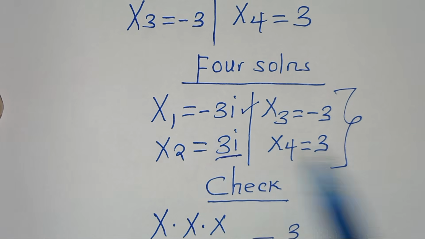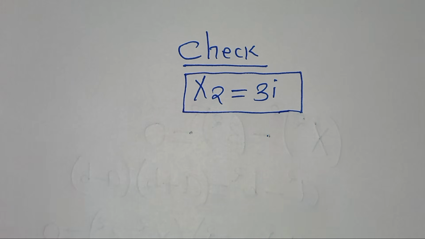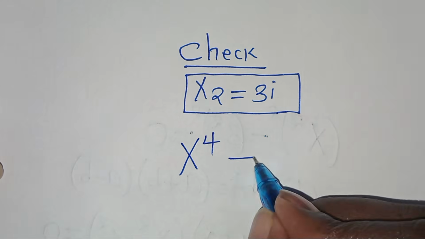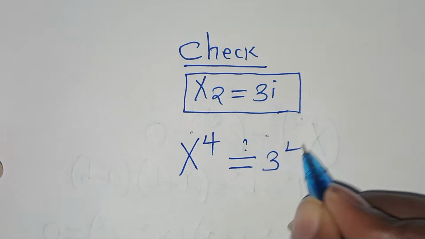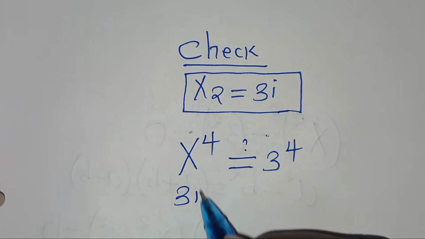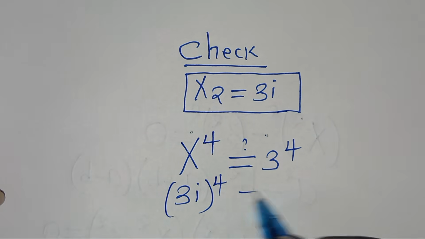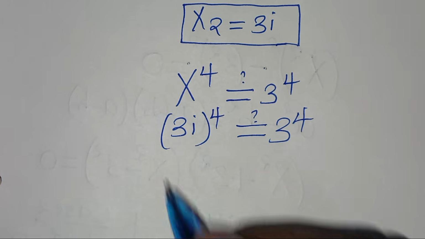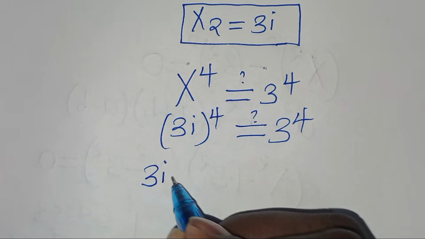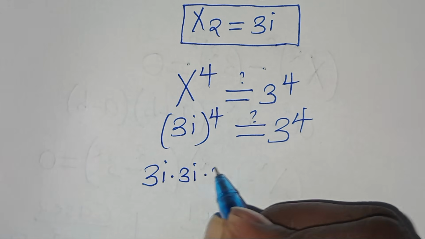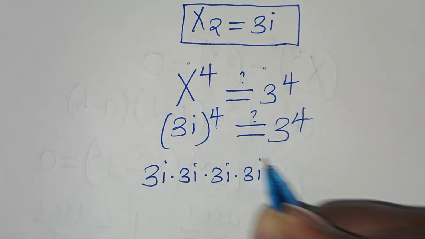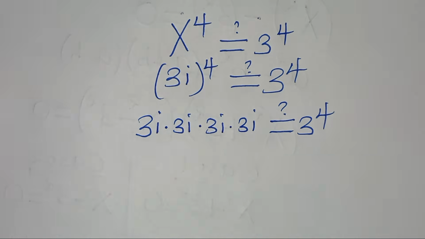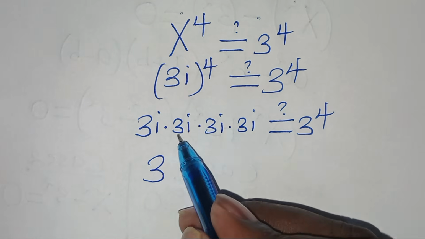Now let's check x2, which is 3i. We have x to the power of 4. This should be equal to 3 raised to the power of 4. So we have 3i raised to the power of 4. This should be equal to 3 to the power of 4. So this is to mean that we have 3i times 3i times 3i times 3i. This should be equal to 3 to the power of 4. So we have 3 times 3 times 3 times 3.